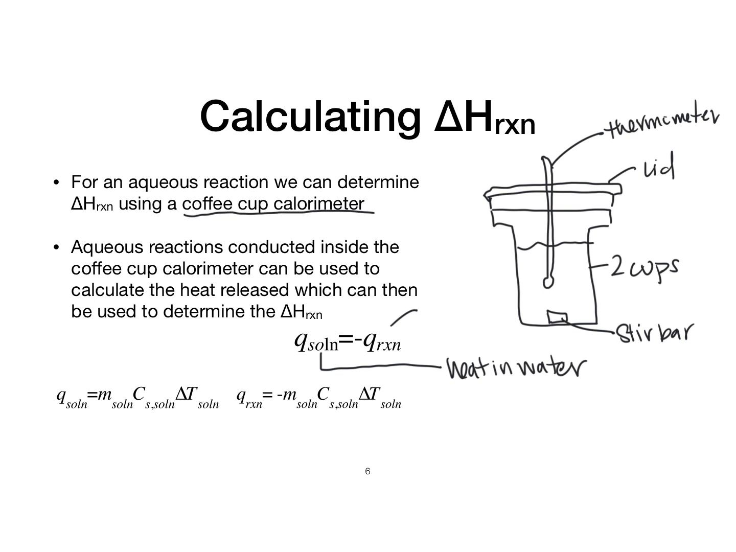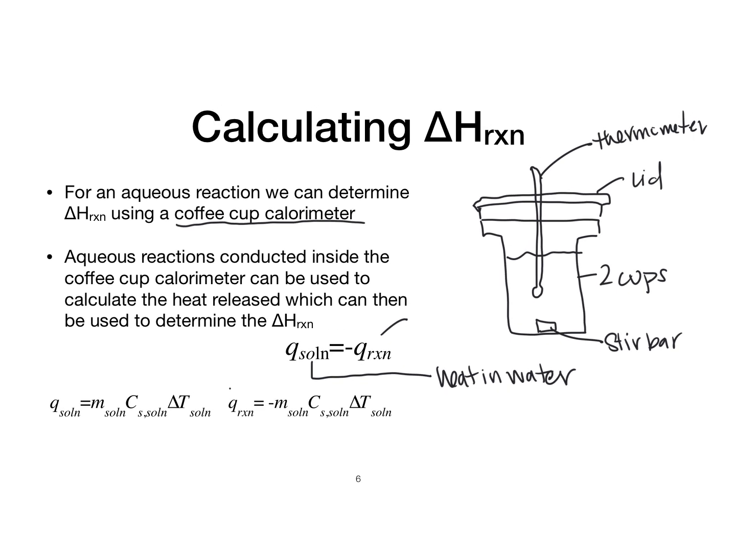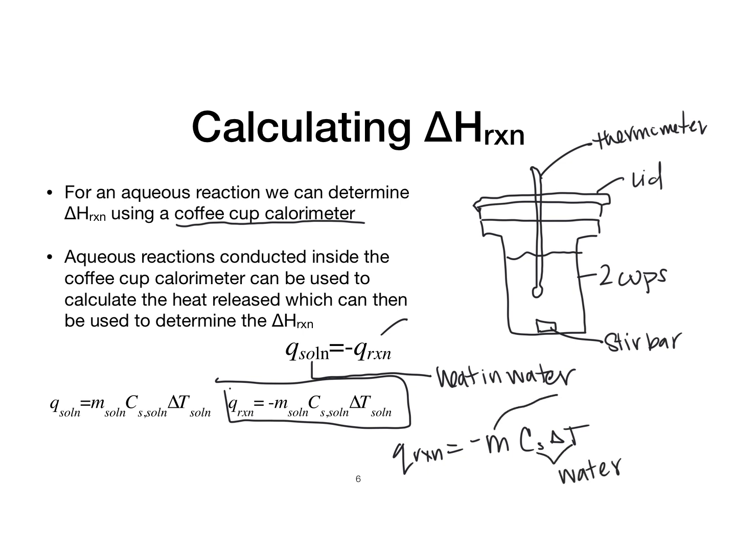So we know that energy cannot be created nor destroyed. So the energy created in the solution, or Q of the solution, is equal to negative Q reaction. So we can actually solve for this equation, where Q reaction is equal to negative m C sub s delta T, where these two are of the water, and the m is going to be the total mass.